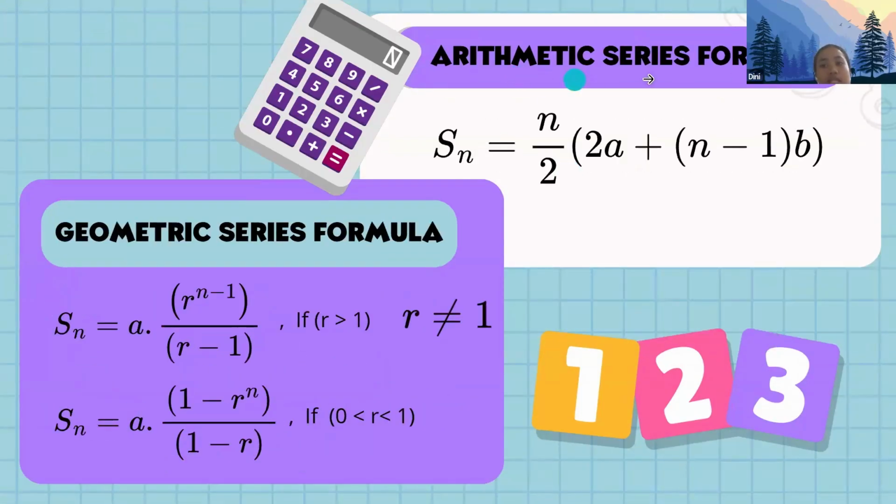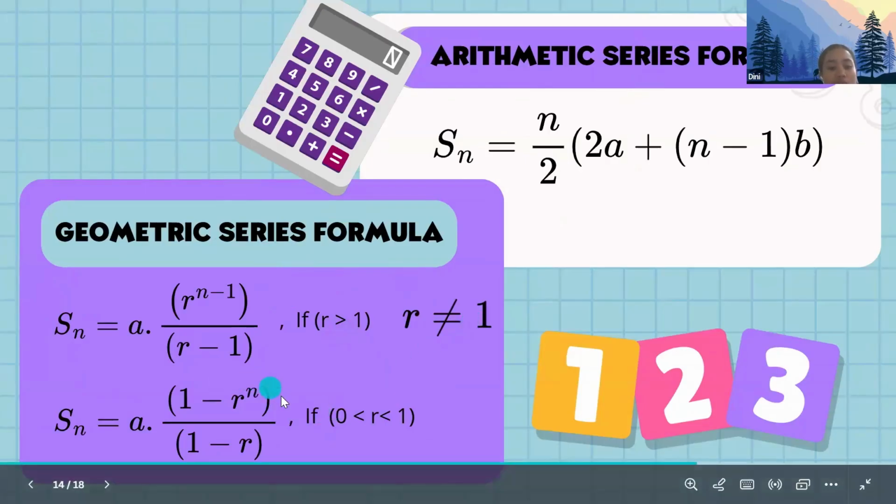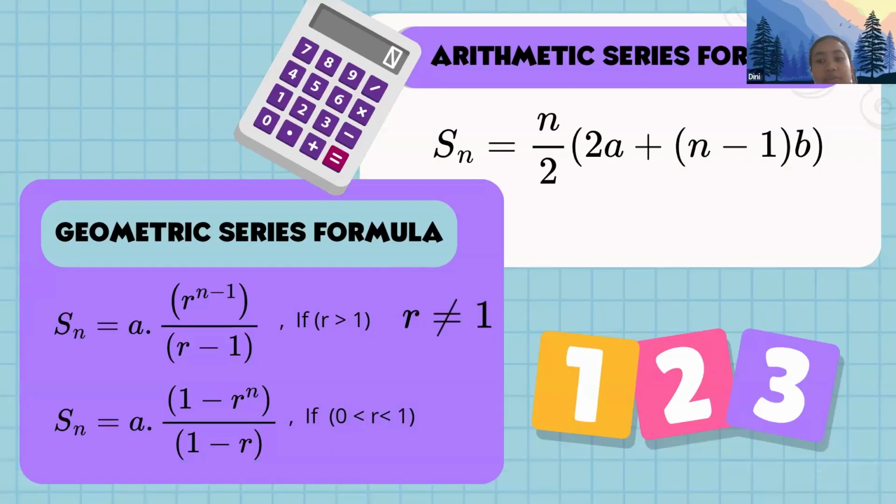Okay, next, the formulas for the arithmetic series and geometric series. You can see the PPT. For the geometric series, there are two formulas: one if r is not equal to 1, and one if 0 is less than r is less than 1. Okay. Any questions about the formulas for the arithmetic series and geometric series? I think no, Miss, for now.